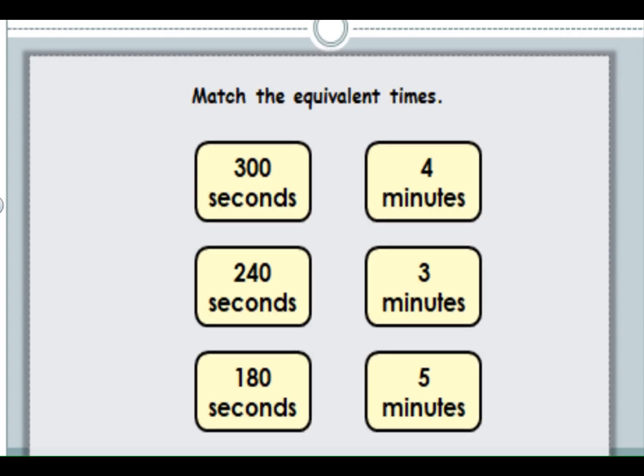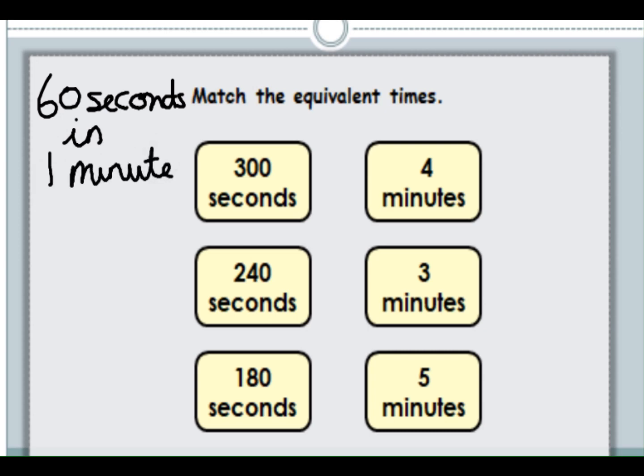So I just want to recap from yesterday's lesson where we were finding how many minutes were in an hour and how many seconds were in a minute. So remember that there are 60 seconds in 1 minute. So I'd like you to have a go now at matching the seconds to the minutes.